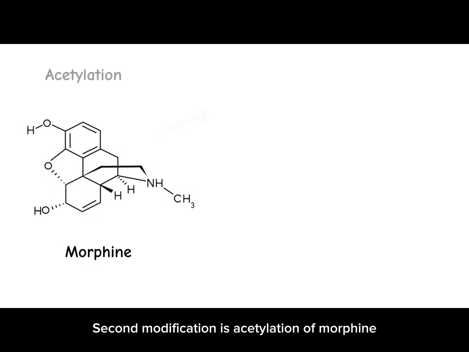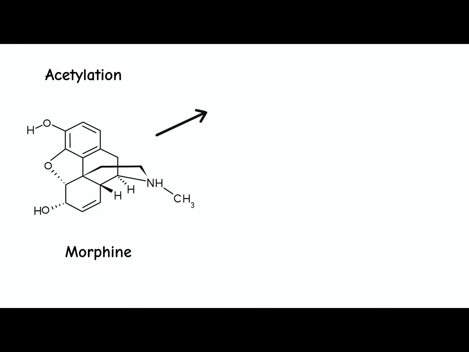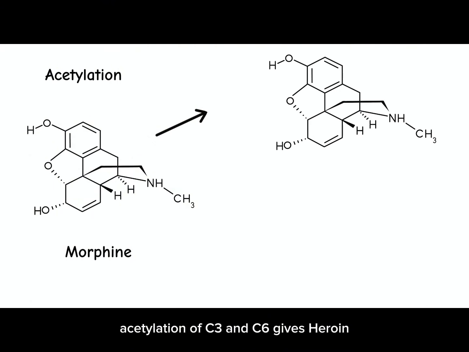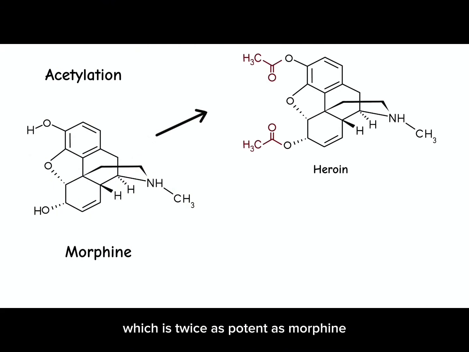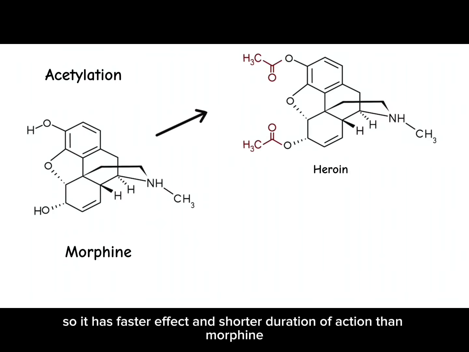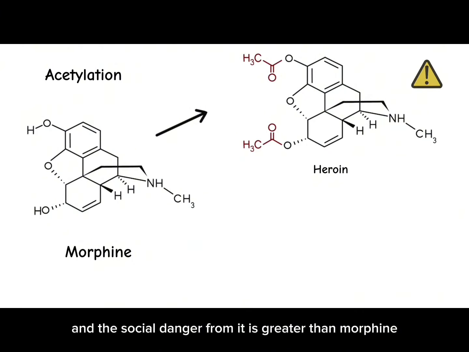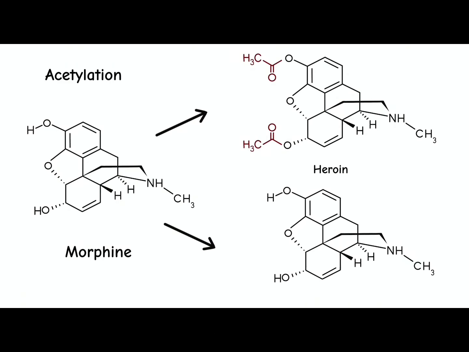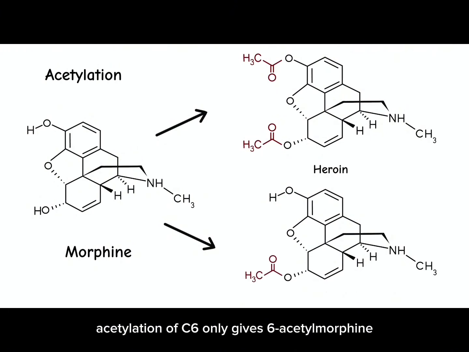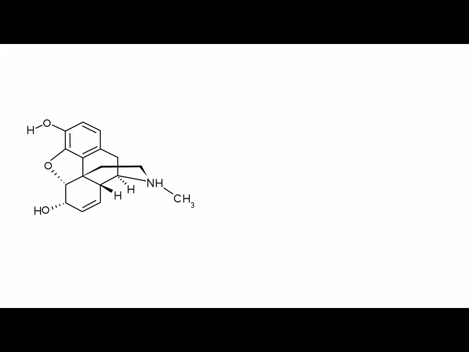Second modification is acetylation of morphine. Acetylation of C3 and C6 gives heroin, which is twice as potent as morphine and has higher lipophilicity, so it has faster effect and shorter duration of action than morphine, but unfortunately, it is a highly addictive substance, and the social danger from it is greater than morphine, and it also produces a change in the personality. Acetylation of C6 only gives 6-acetyl morphine.